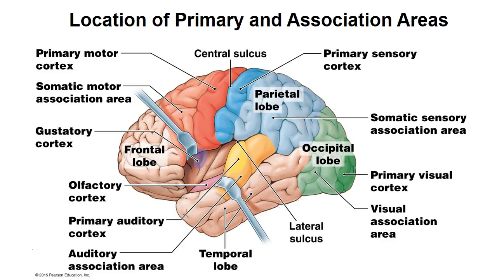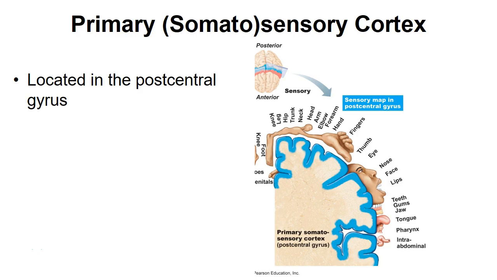All right, so I think we'll leave it there, and then we'll pick up next time with looking at a little bit more of this primary somatosensory cortex as well as association areas. All right?